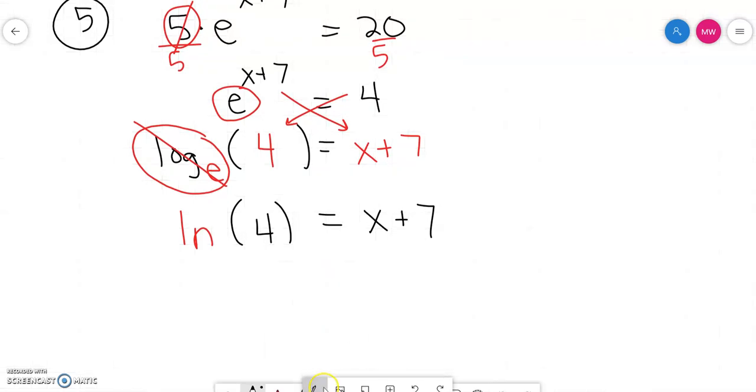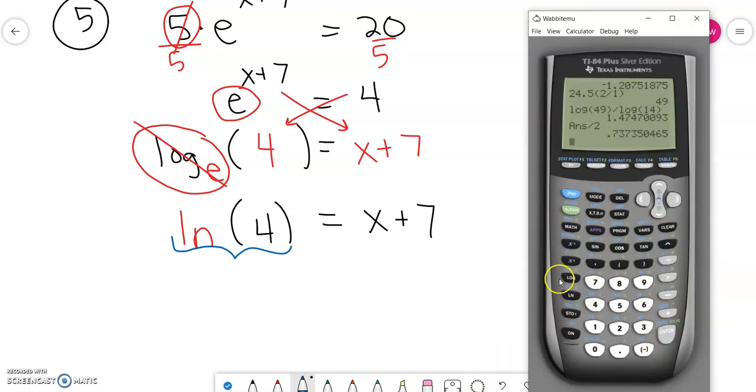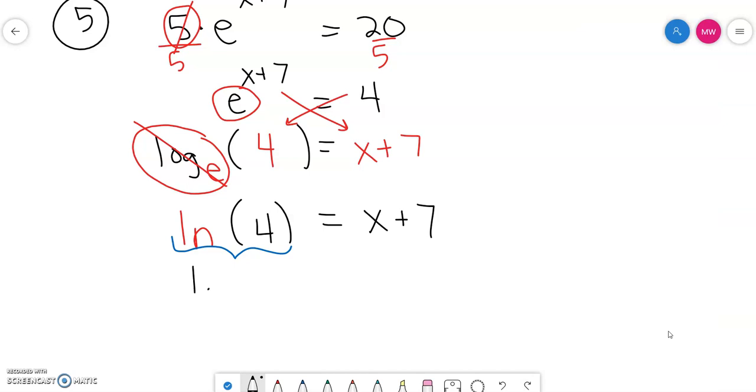All right, at this point right here, I can go ahead and type this into my calculator. This is natural log of 4. There is a button for that in the calculator. So you see the regular log button directly underneath that LN. That's the natural log. So I'm going to do natural log of 4, which is 1.39, because I have to round to 2 decimal places. 1.39 equals x plus 7.